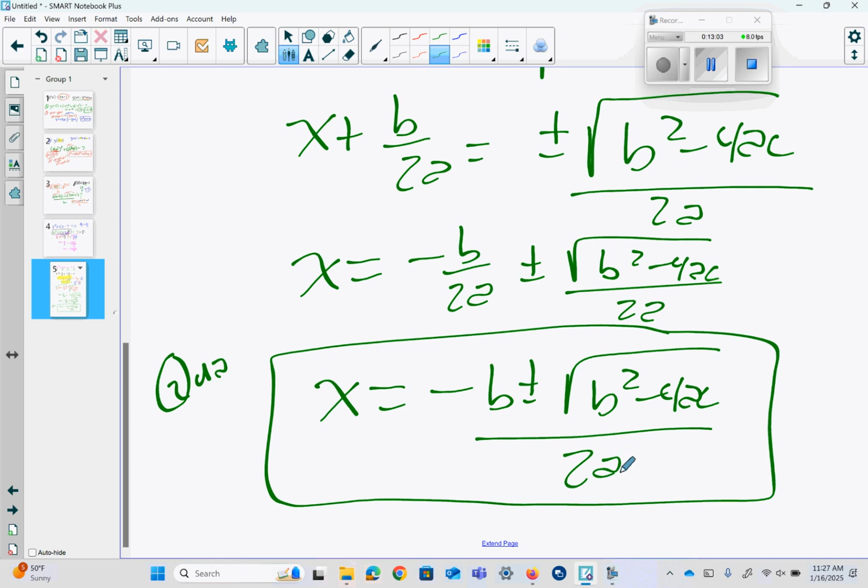A on the bottom. That's minus 4ac. So this is the quadratic equation, which you might know the song: x is equal to negative b plus or minus the square root of b squared minus 4ac, all over 2a. That's how it comes about.